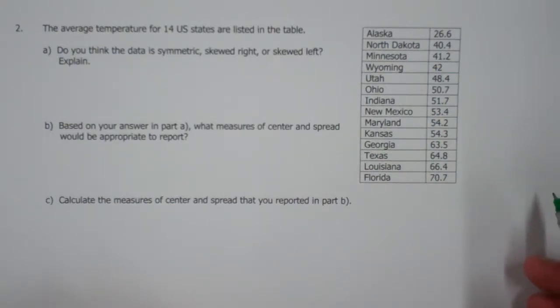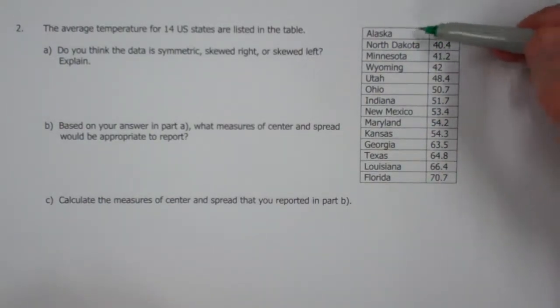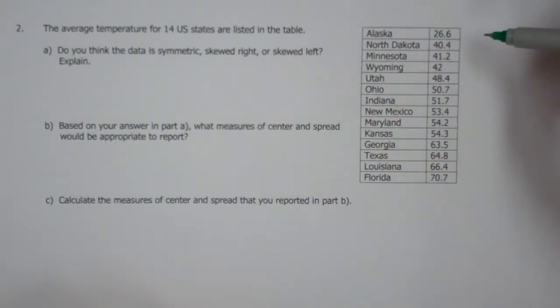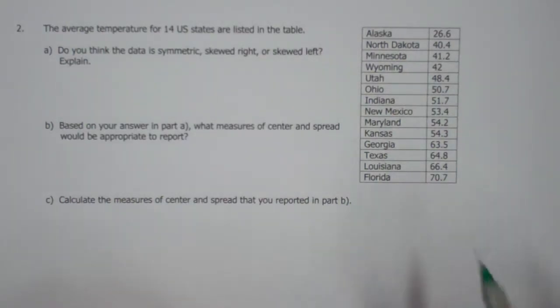We'll explain. Well, there might be an outlier here for Alaska. It's kind of far away from North Dakota. Looks like the middle of the data is around 50 maybe, and actually 70 is not too far away from 50. I think it's symmetric, but we don't really know if it's skewed right or skewed left just by looking at this list of data.